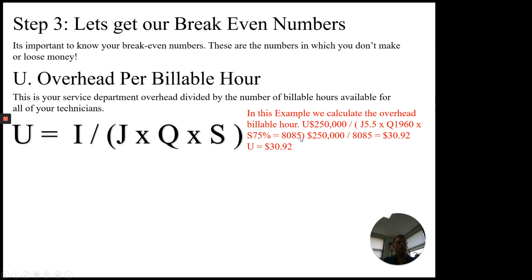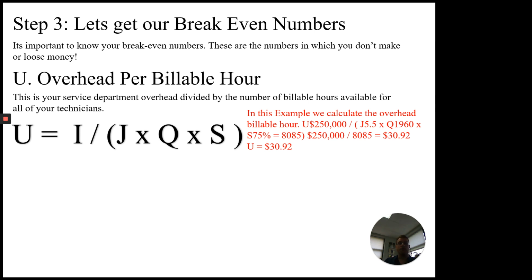So that means 5.5 guys working 1,960 hours in a year, but only billing for 75% of that time comes out to 8,085 hours that are billable in a year. Now you just take your $250,000 number, which was the I that you had before. This is actually a mistake where it says the U over here on the top, it's I. I'll fix that. So you take your 250,000 and you divide it by your 8,085 hours in a year.